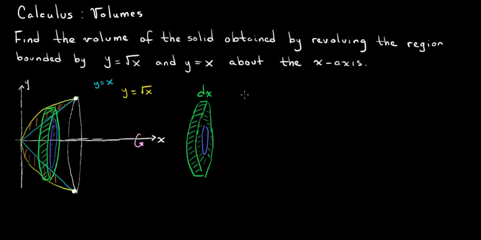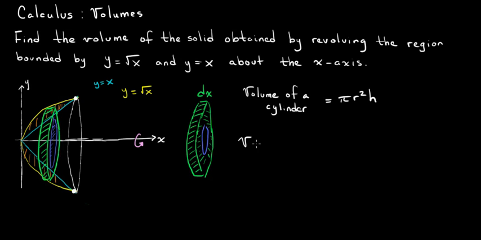So again, I'm just going to refresh our memories. The volume of a cylinder is equal to pi r squared times the height. Well, it looks like we're going to have to work with two cylinders here. We have the outer, and then we have this inner one that we need to subtract.